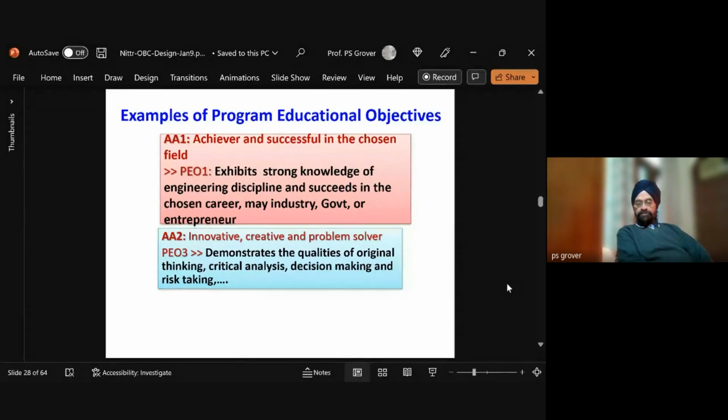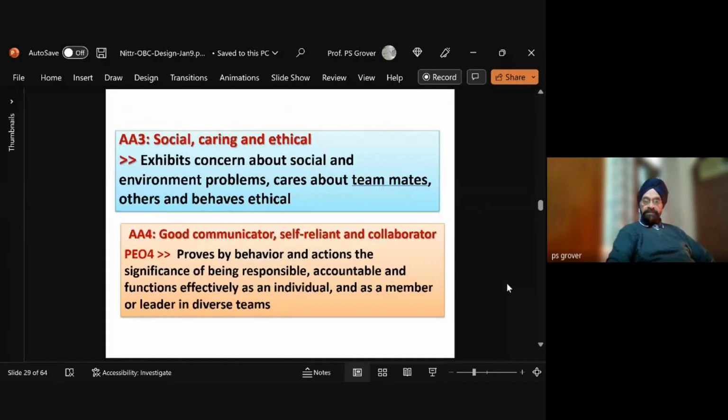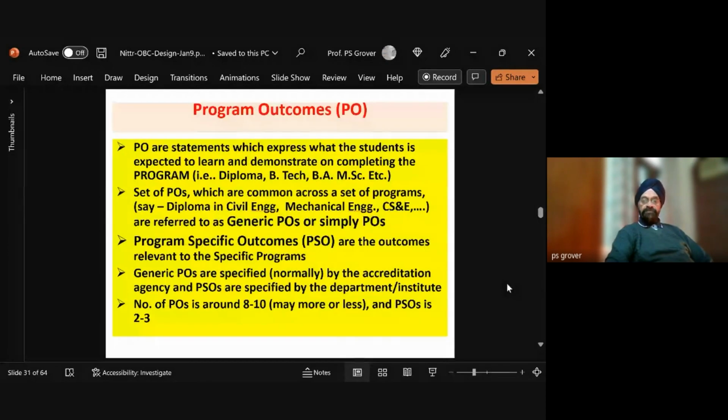So I say my student should be innovative, creative, a problem solver. Yes, very good. This is an attribute. This is what I want my student to be. But then how will you embed it into your curriculum? So these are the things. PEOs are the objectives of the student's achievement after 4-5 years, and these can be specified for all the programs. Please remember, wherever P comes, it is for the program.